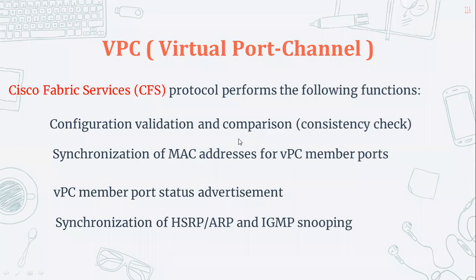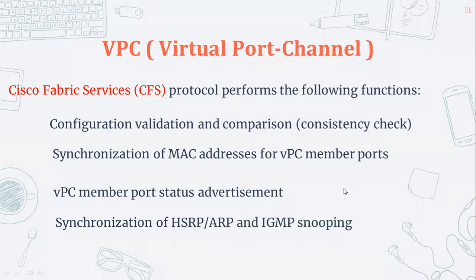Cisco Fabric Services. So Cisco Fabric Services is a protocol that is running in the background between our peer devices. And the use of Cisco Fabric Services is that it will do the configuration validation and comparison between the two devices for the consistency check. We will see in detail what exactly this consistency check is. For a high-level overview, you can think of it like this.